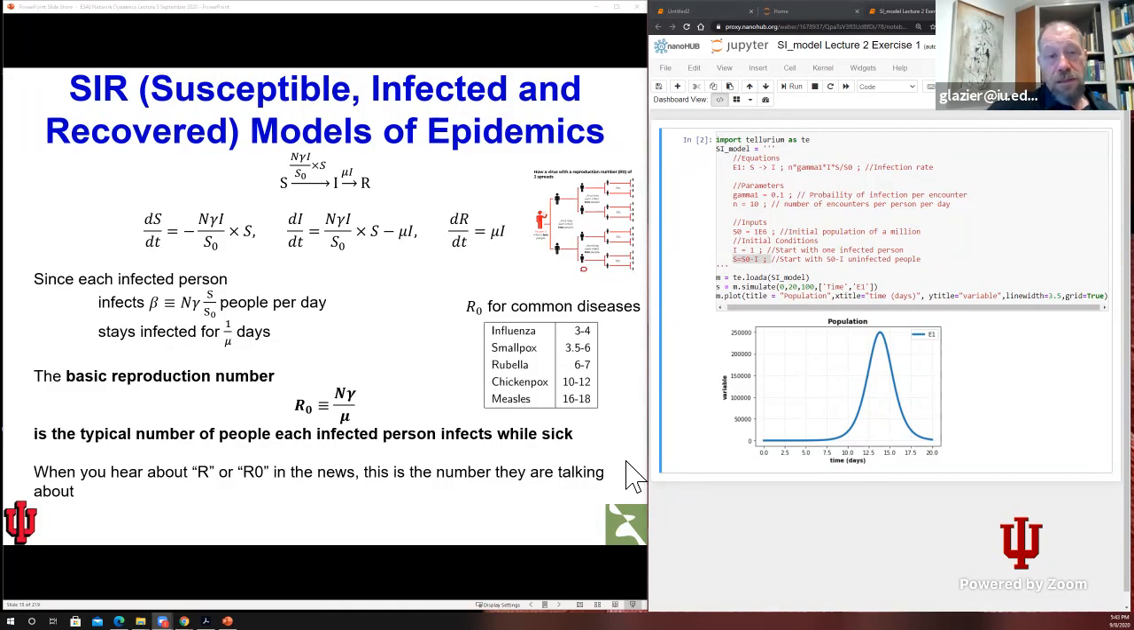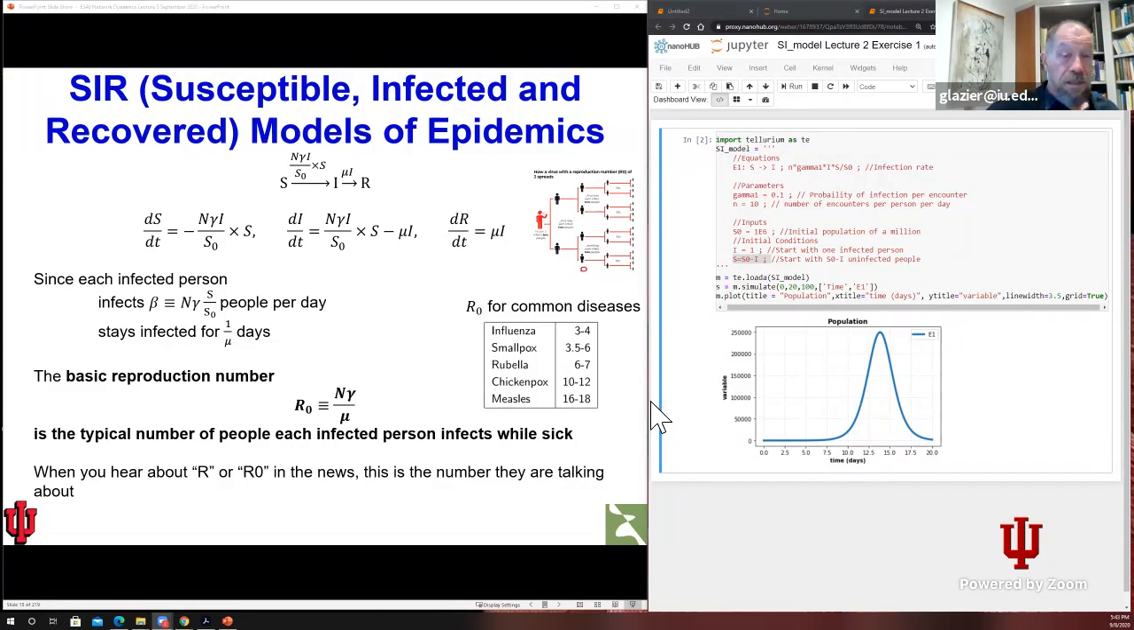We'll come back to this. I'm trying to remember where this table comes from. I believe it's in Britain, Essential Mathematical Biology. R naught is usually thought of as a number characterizing a disease, but it has variability in a number of ways.